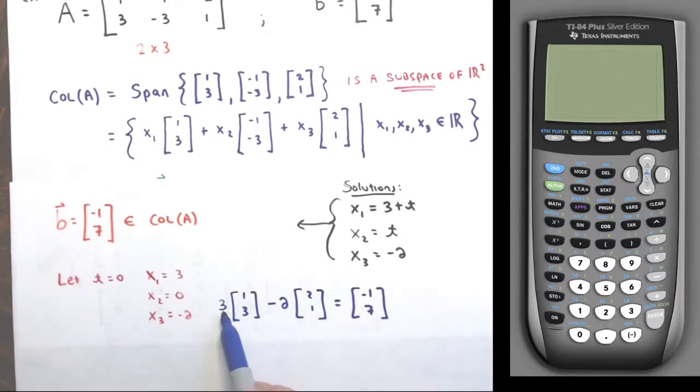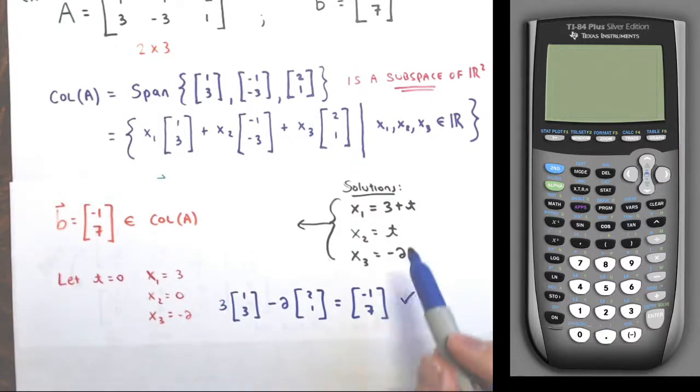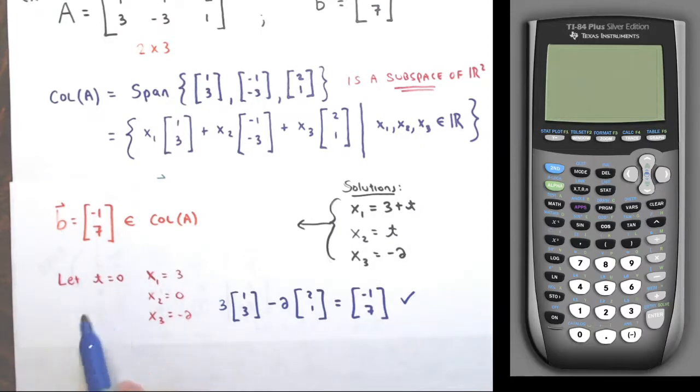Well, let's see. First component is 3, and then minus 4 is negative 1. Check. Second component is 9, minus 2 is 7. That works out. So definitely, (negative 1, 7) is in the column space of A. And you could have replaced t with anything you wanted. Right? I just like replacing the free variables with 0 to show me what vectors aren't really necessary to span the space, right?